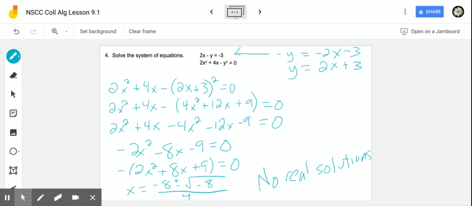Okay, we do have imaginary solutions, but in this case, we were just looking for real ones, and we don't have any. So these two graphs, this line and whatever this turned out to be, they do not intersect, and that does happen. So we might have two solutions, might have one solution, we might not have any.